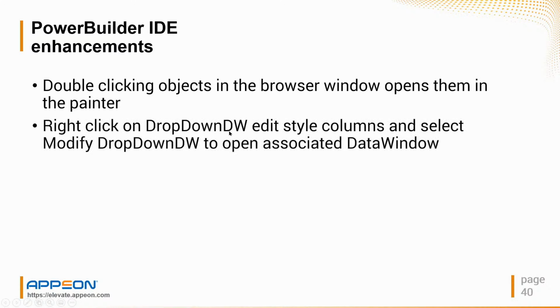It's kind of the same thing if you have a data window that uses a drop-down data window style. What you used to have to do is look at the name of the data window object, and then go search in every library in the system tree to find out what library that data window was in, and then open it. That's changed now. You can select an option that says modify drop-down data window, and that will automatically open in the editor for editing.